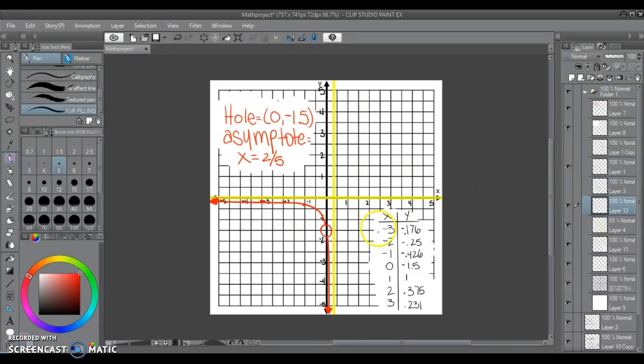Now it's time to plot the rest of our points. The first one will be at 1, 1. The second at 2, .375. And the third at 3 and 0.231. And there's our other line that does not pass either of the asymptotes.